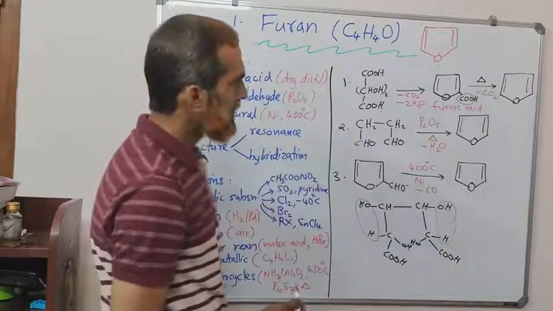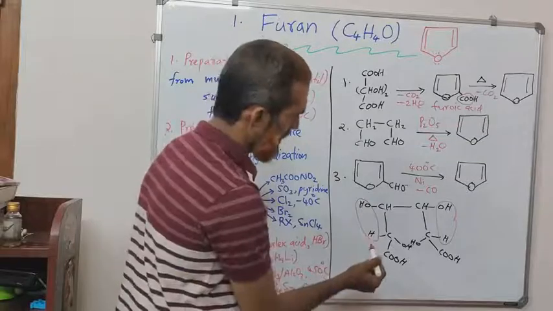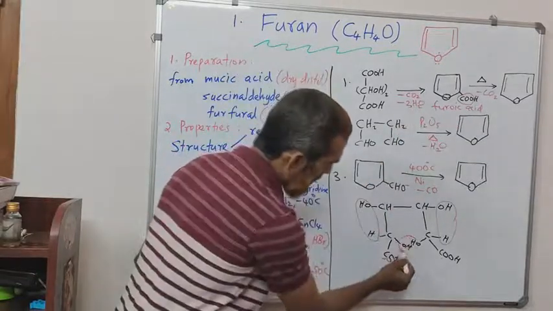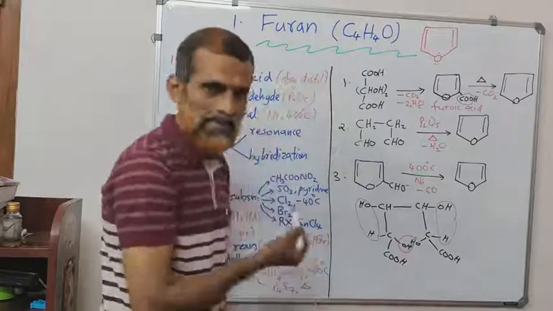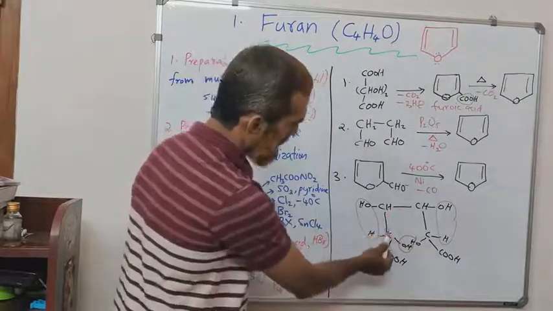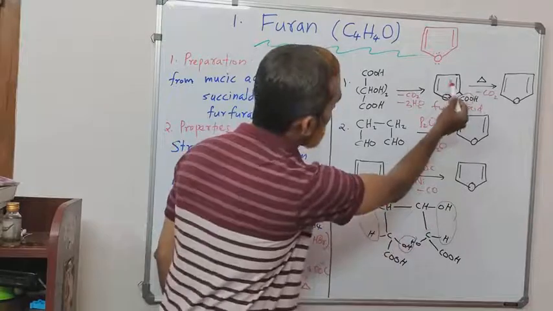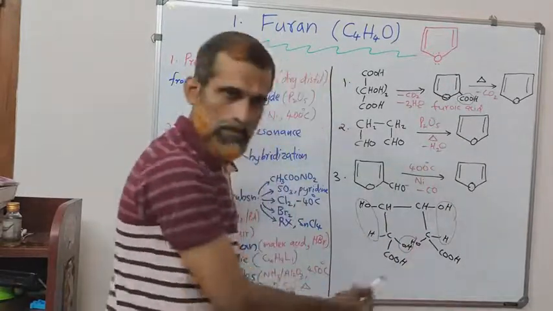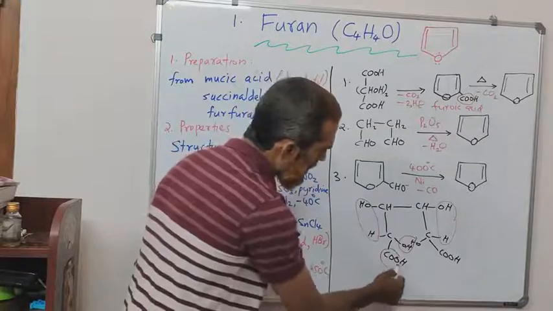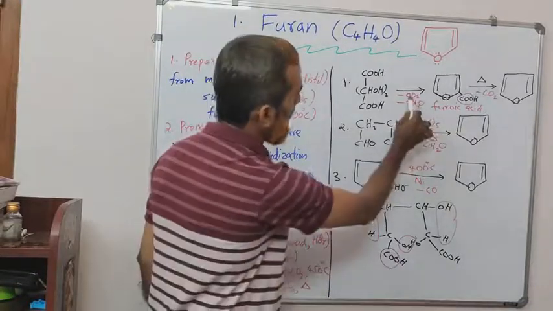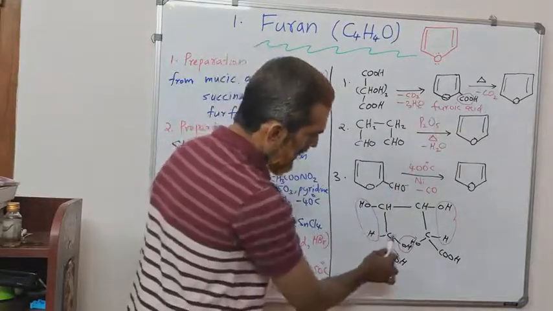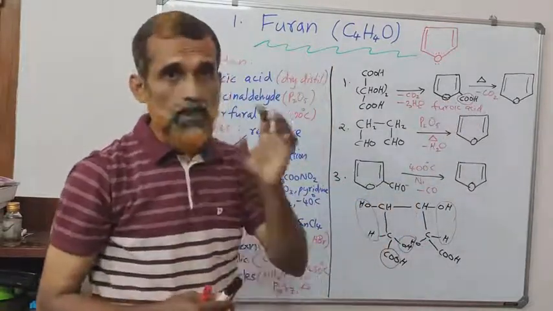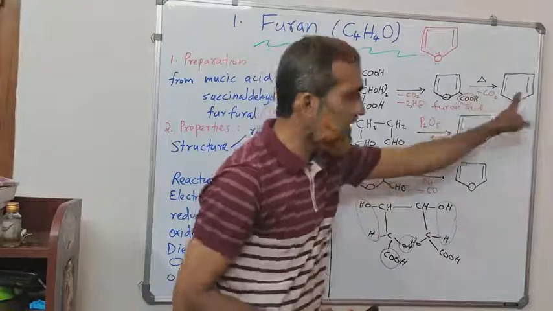And actually it is not 2, actually it is 3, because 1 more water is lost from here. Then the cyclization takes place. So this becomes double bond here, oxygen here, and there are 2 COOH, and here 1 carbon dioxide is lost, that is minus CO2. So you get this one, furoic acid, which on further decarboxylation gives furan.